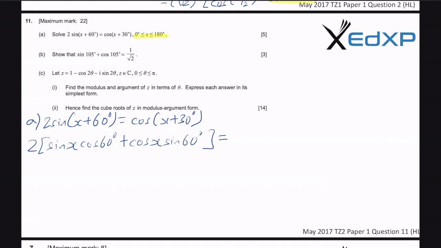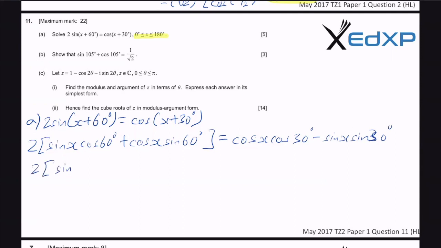And for cosine, we have cos(A + B) is cos A cos B minus sin A sin B. This is the addition formula for trigonometry. So we can simplify this.